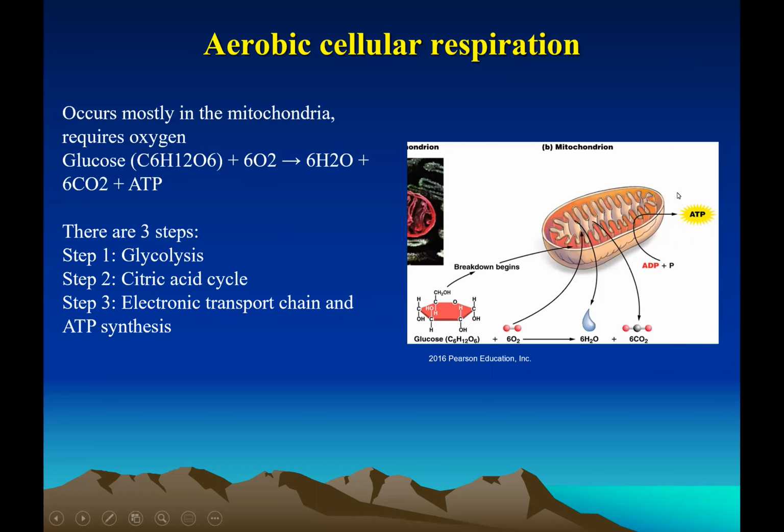So mitochondria has this very unique structure. It has a double membrane. The outer membrane is smooth. The inner membrane is thrown into folds called cristae. And there is the intermembrane space here.